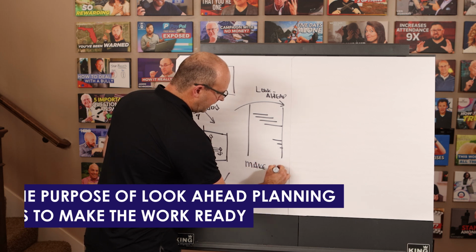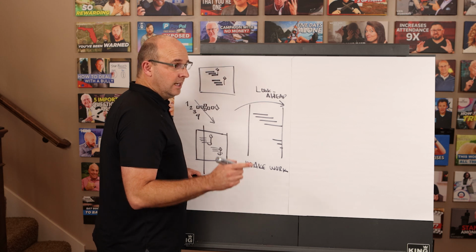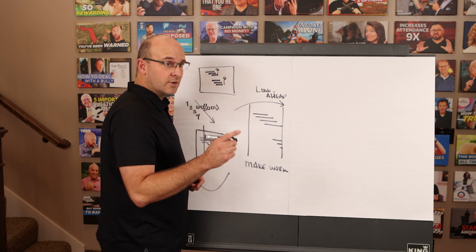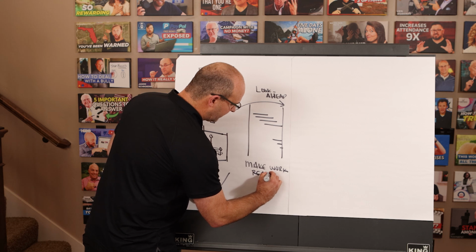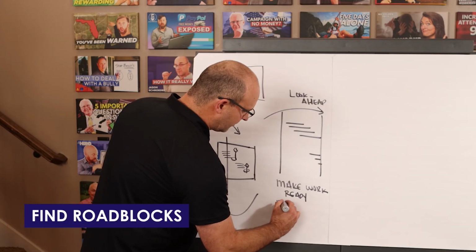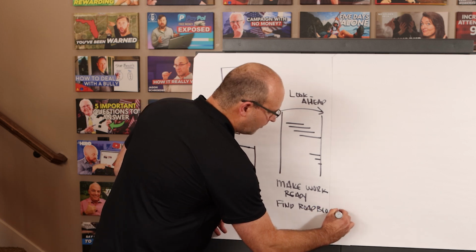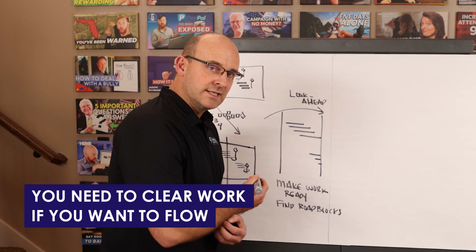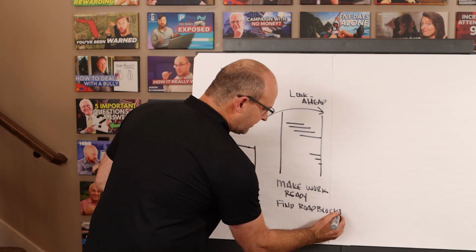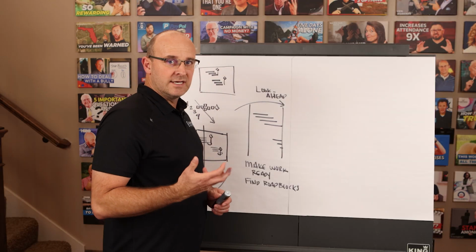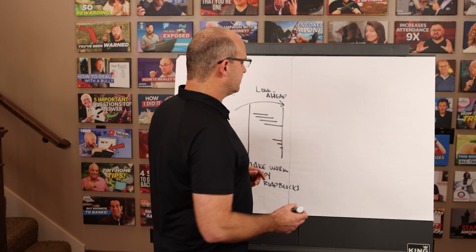And actually we'll link you to the video below. We have a video on this channel about the 17 things that are required to make an activity ready. So we want to make work ready and we want to find roadblocks. And the roadblocks are key because we really need to clear work if we want to flow. Flow does not come from pushing. Flow comes from making work ready. So really here's the rhythm. And this is what I wanted to draw and communicate on this video because it's that impactful.